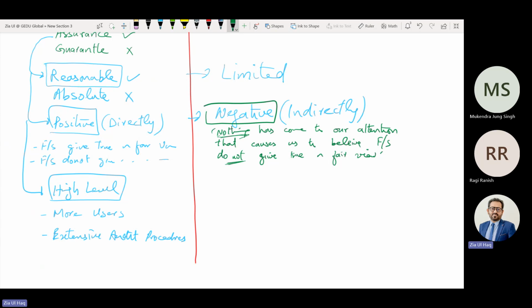So in non-audit, the assurance we are providing is not reasonable, it is limited, meaning below reasonable. And it is not positive, we express it in an indirect way, that is called negative. And the assurance we provide in a non-audit engagement is not a high level. It's a moderate level or low level.